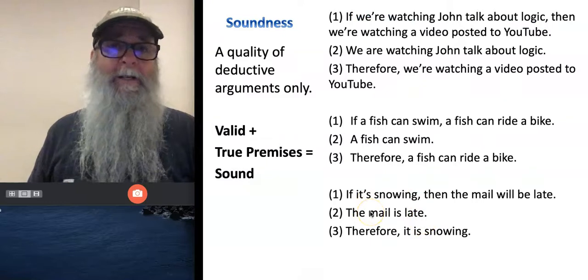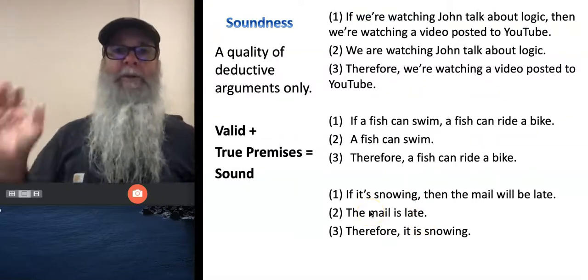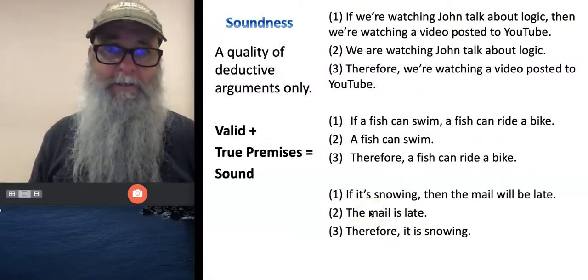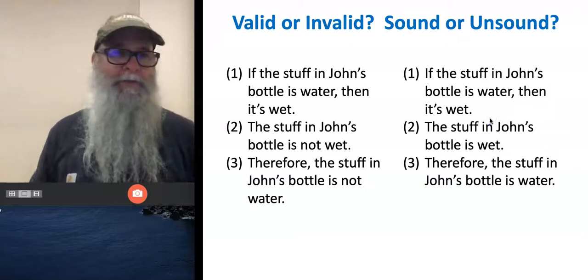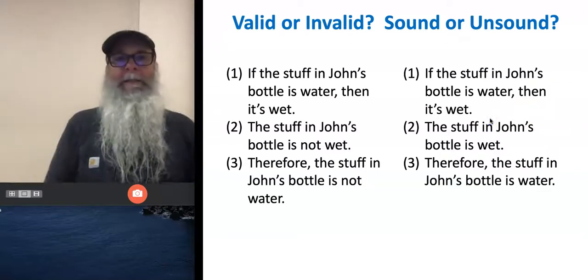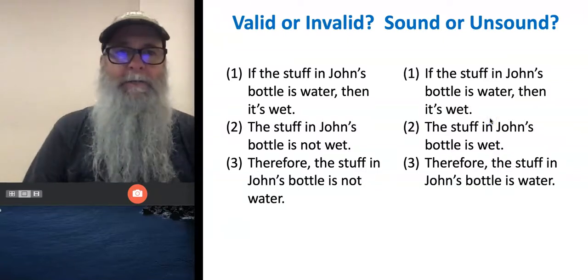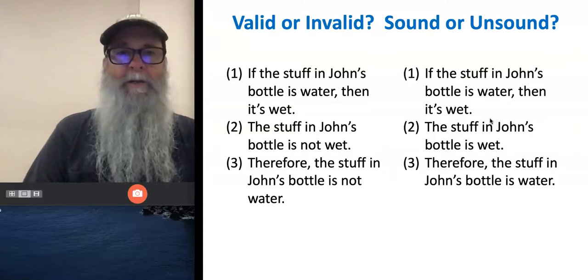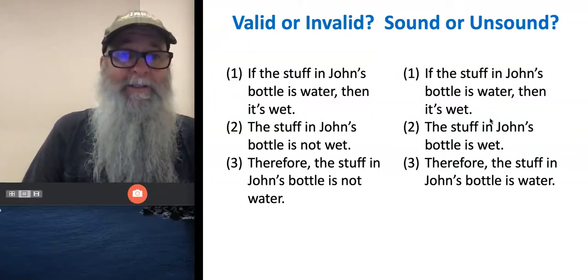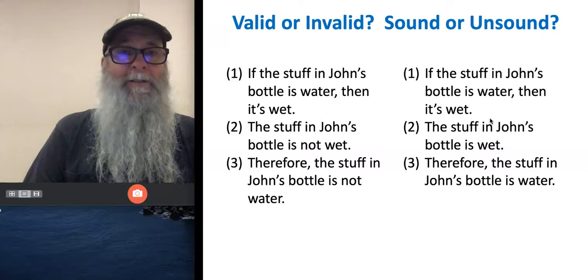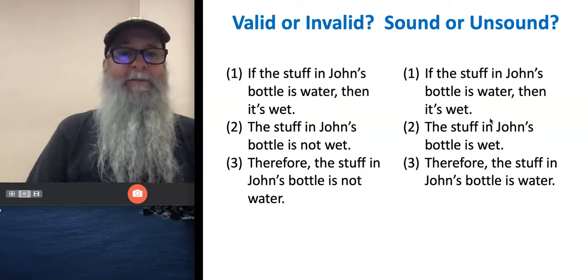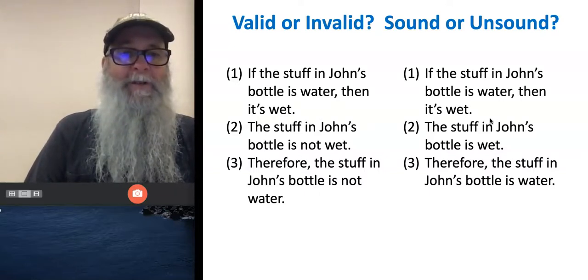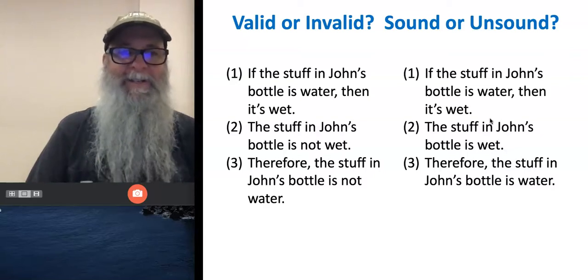So because it's an invalid argument, we're like, peace out. I'm no longer concerned with this argument. Okay. All right. We'll do just two more and then we'll wrap this up. All right. So one argument says, if the stuff in John's bottle is water, then it's wet. The stuff in John's bottle is not wet. Therefore, the stuff in John's bottle is not water. Think about that. Is that a valid argument?